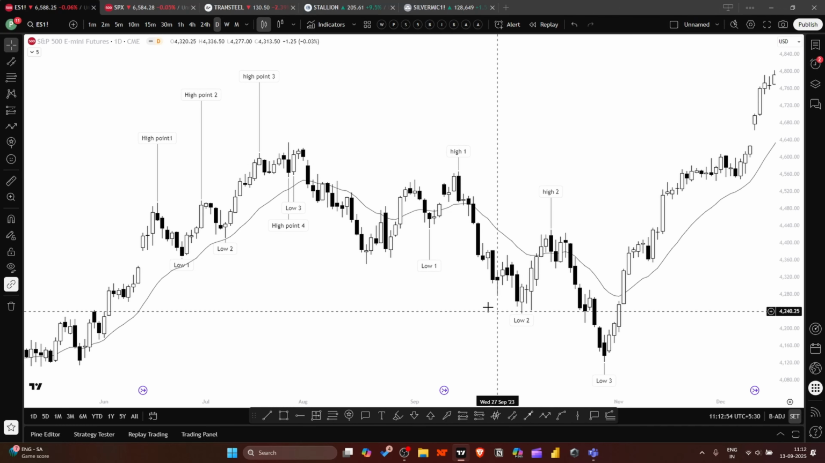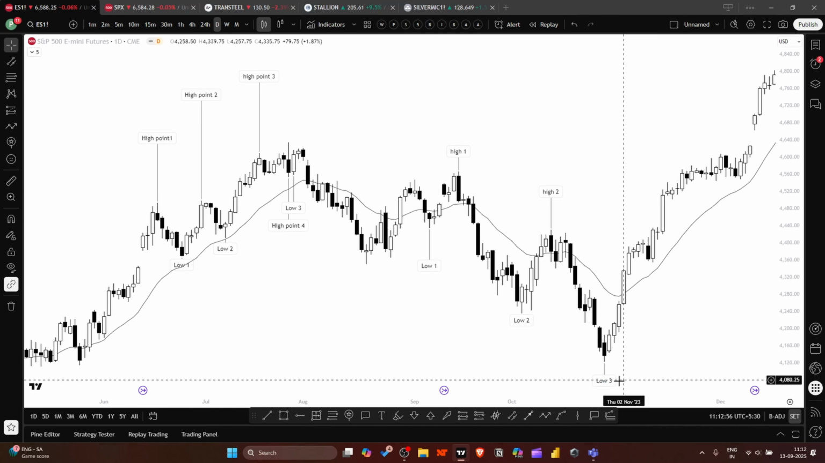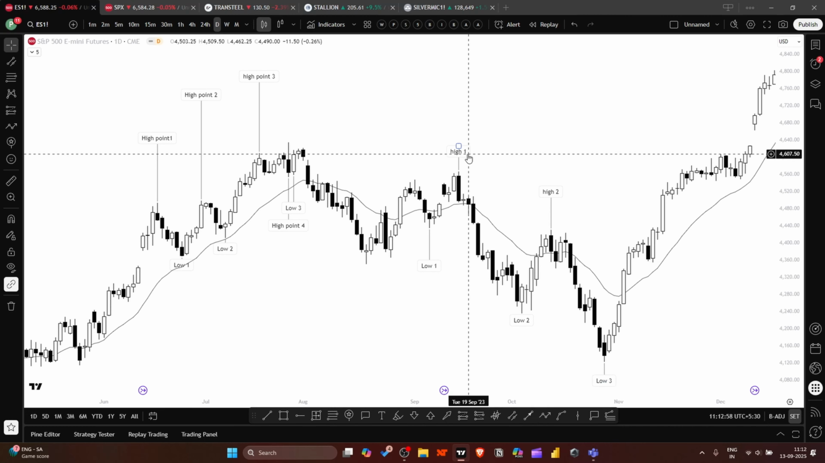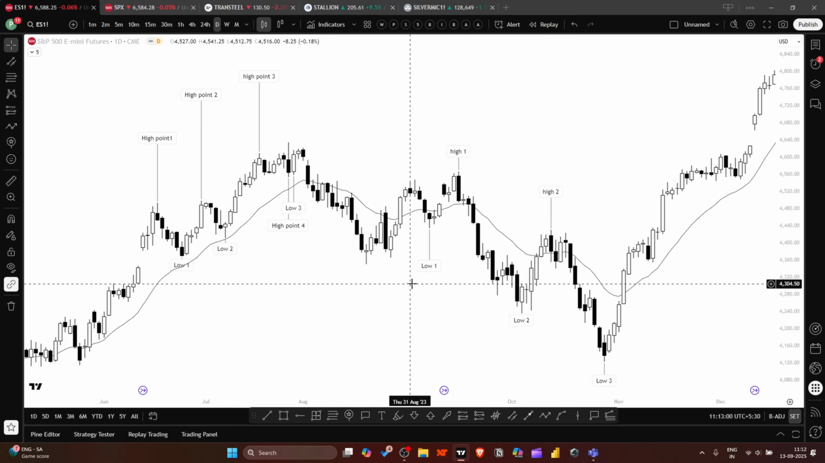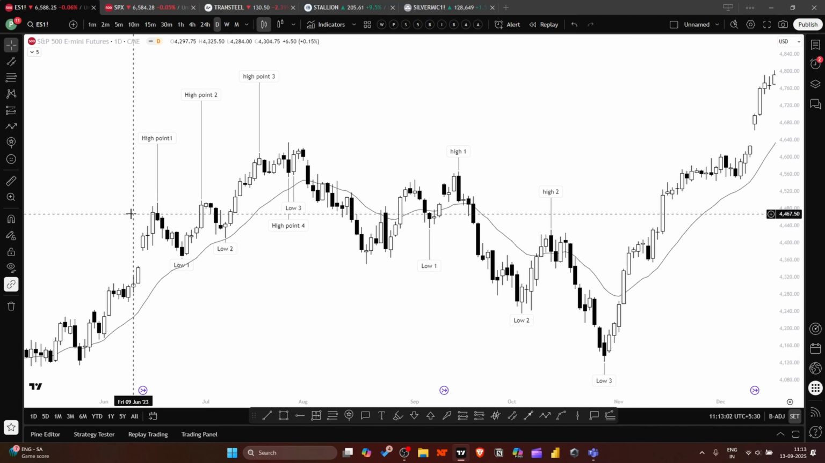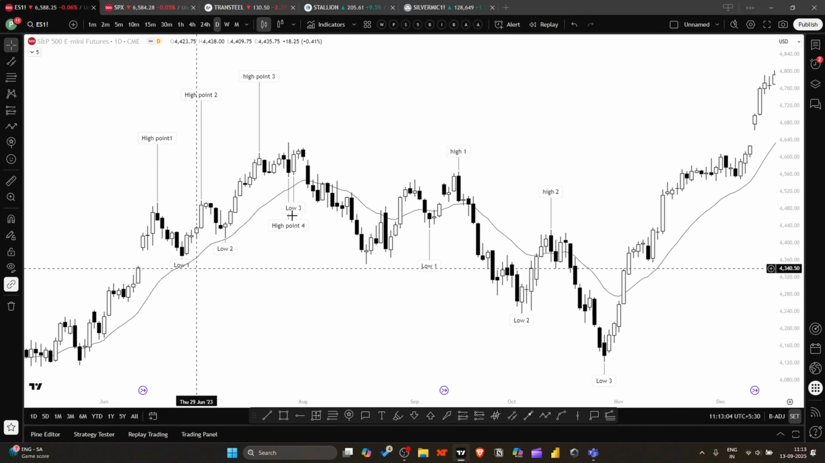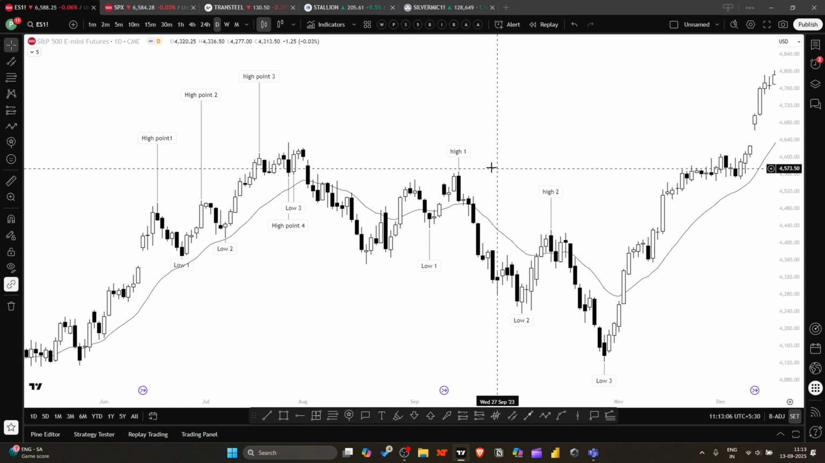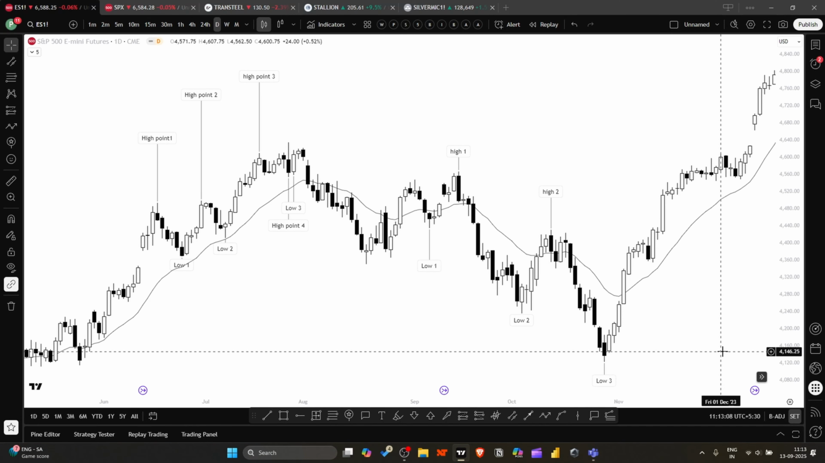As you can see, low 2 is lower than low 1. Low 3 is lower than low 2. So this will be lower high and lower low. Here it was higher high and higher low. In the bear structure, it will be lower high and lower low.